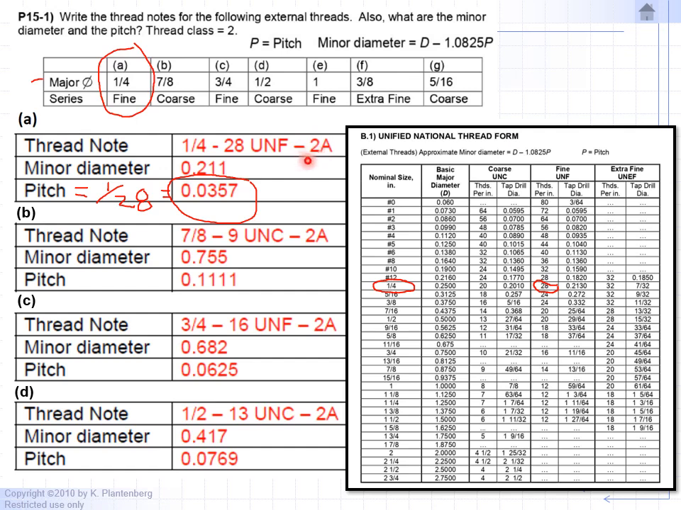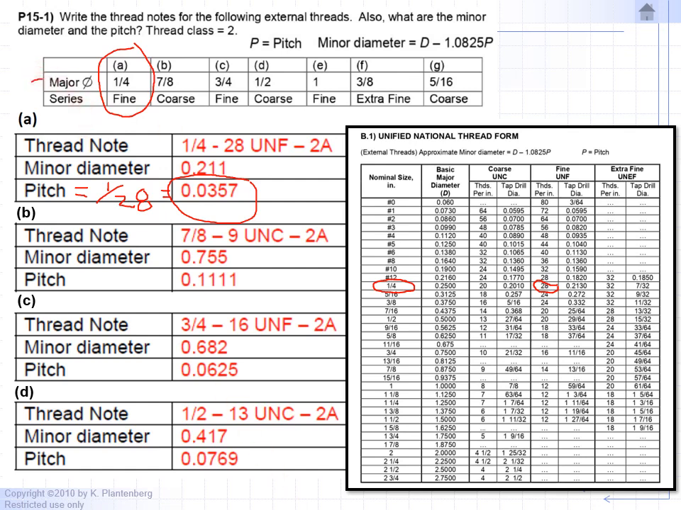All right, so now let's calculate the minor diameter. For the minor diameter, we're going to use this formula: minor diameter equals major diameter minus 1.0825, that's our constant, times the pitch. So how do we calculate the minor diameter for problem A?